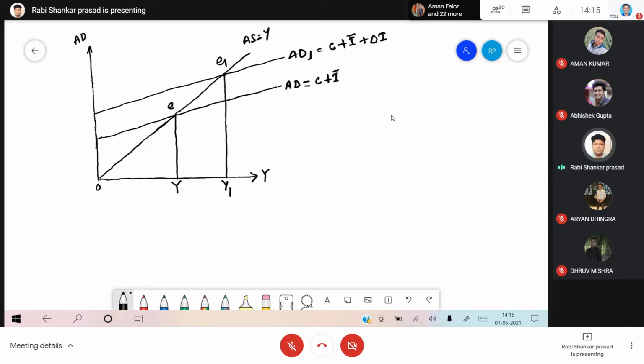So in last class, I requested you to do this practice yourself. Some of you responded, yes, you did it, and the result you got is that AD is your initial aggregate demand curve, and the aggregate supply curve we have taken as a 45-degree line. Okay, 45-degree line as the aggregate supply curve.